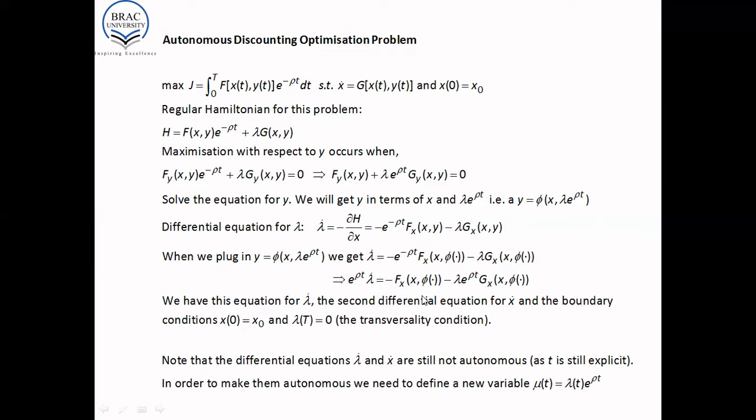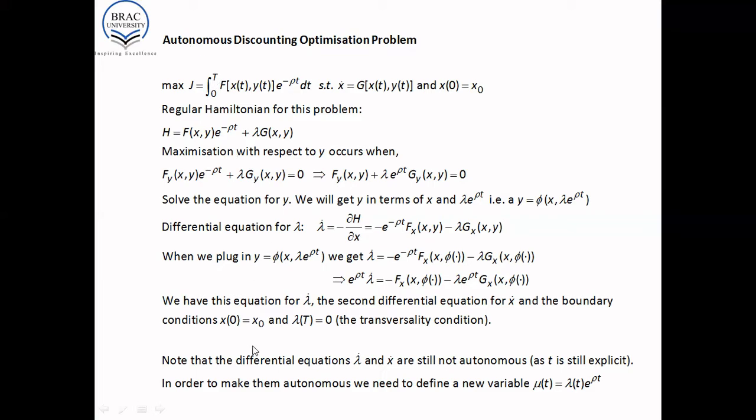We have the second differential equation for x dot. Here we have it, x dot is equal to g of x of t and y of t. And the boundary conditions, x of 0 is equal to x naught. And we can use the transversality condition, lambda of capital T is equal to 0. Capital T is, again, the upper limit of the integral.